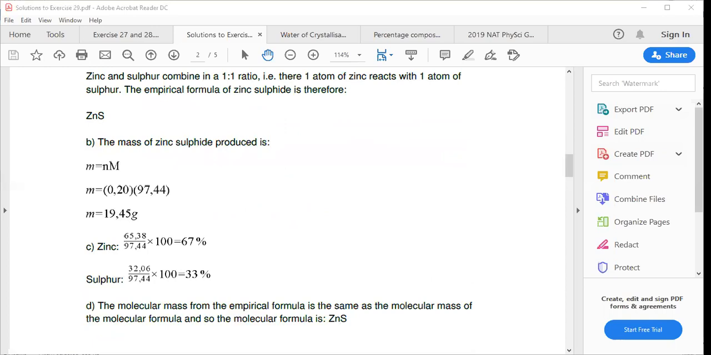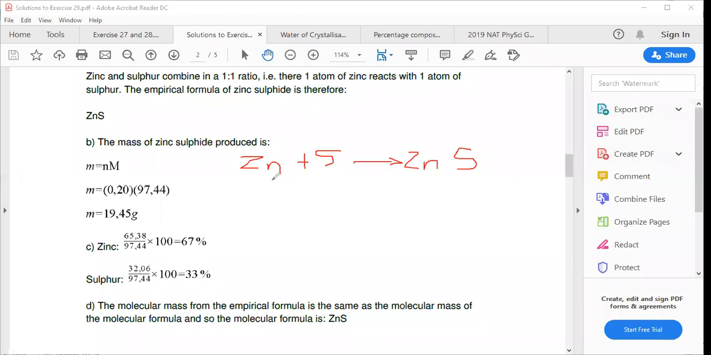The avenue that Joshua is talking about. So basically what you're going to do for this, you're going to say zinc plus sulfur. It will give you zinc sulfide. So what do we see? Let's balance this equation here.